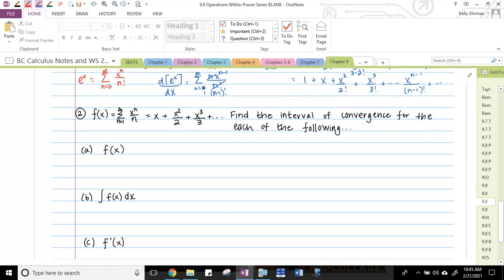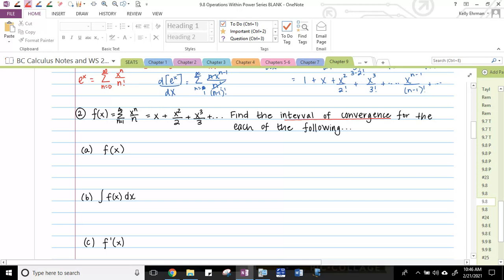All right, what about example 2? f of x is equal to the sum from 1 to infinity of x to the n over n, which makes it x plus x squared over 2 plus x cubed over 3. So we're not saying this is sine x or e to the x or 1 over 1 minus x or any of that. We're just told, find the interval of convergence for each of the following.